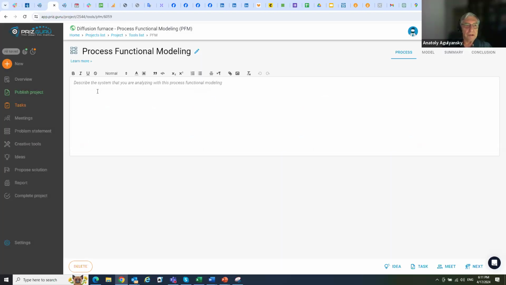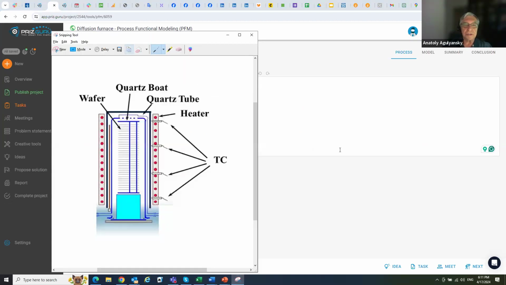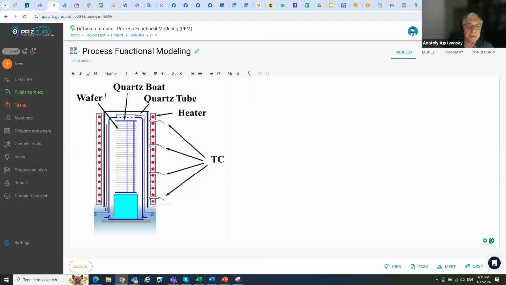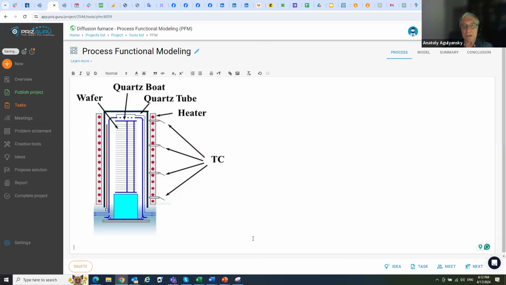In the description, I like pictures. I already picked a picture and just pasted it here. This is the equipment. This is a furnace, as I told, separated into different heaters, wafers, boat, parts, tube, nothing special. But this process could be separated into different operations.